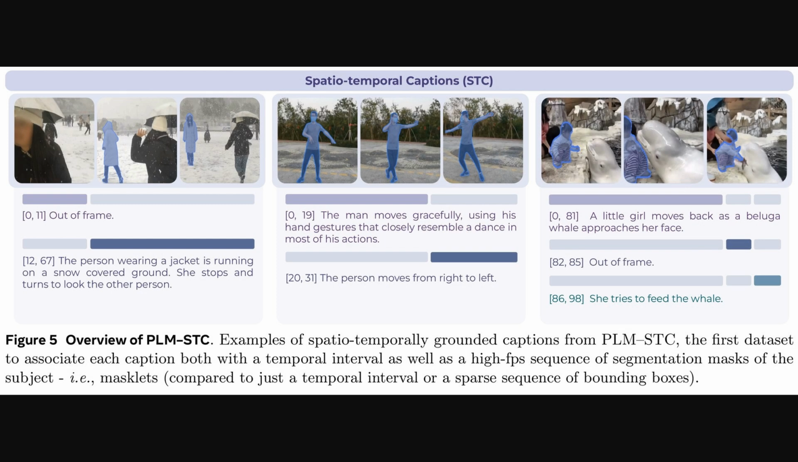So to tackle that problem with hard video questions, the researchers created a second, really innovative human-labeled dataset. This one is called Perception Language Model Spatio-Temporal Captions. And what this image shows are examples of this new data. You see, it's not just a single caption for the whole video. Instead, each description is tied to a specific slice of time and a specific person or object in space. For example, a caption like "the person moves from right to left" is linked to a precise time interval and a pixel-level outline of the person, which they call a masklet.